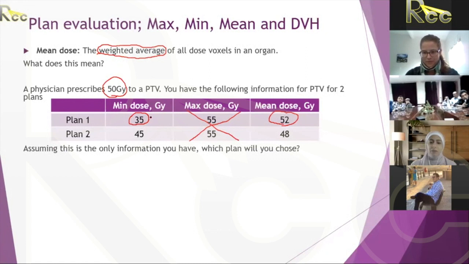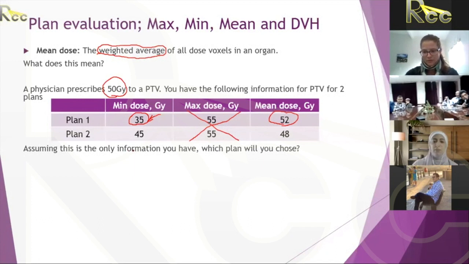So even though I have a very low dose here, it is not affecting the coverage because the coverage is really high. I understand that I have only a few voxels with this low dose, and most of the PTV has voxels in the high dose region. That's why the average dose, the mean dose of the PTV, is higher.